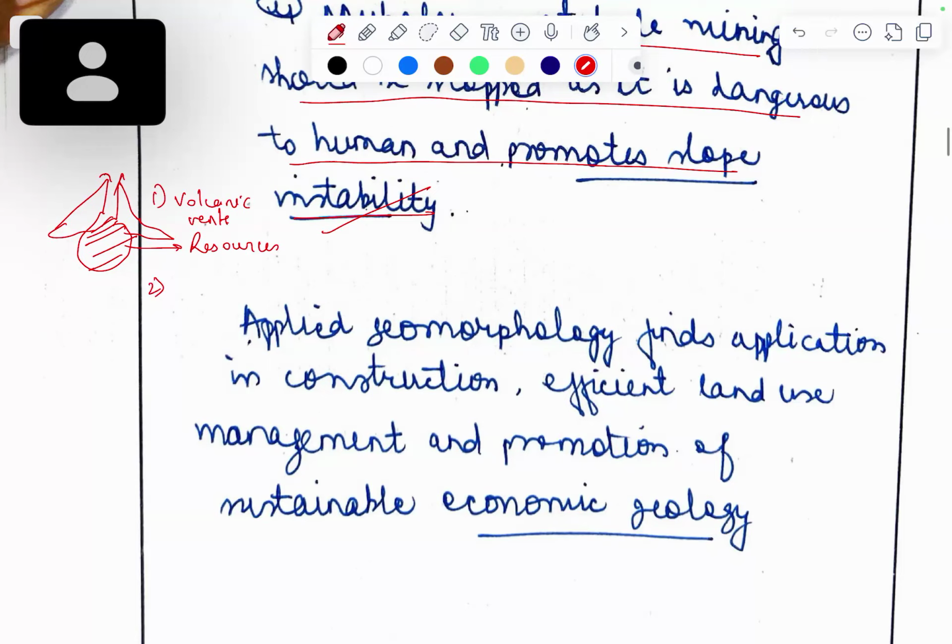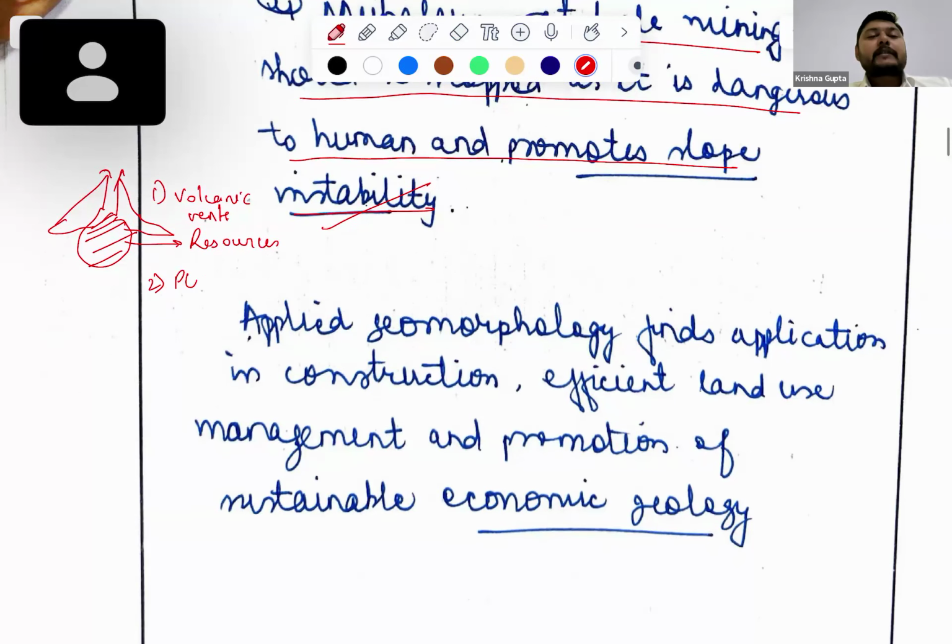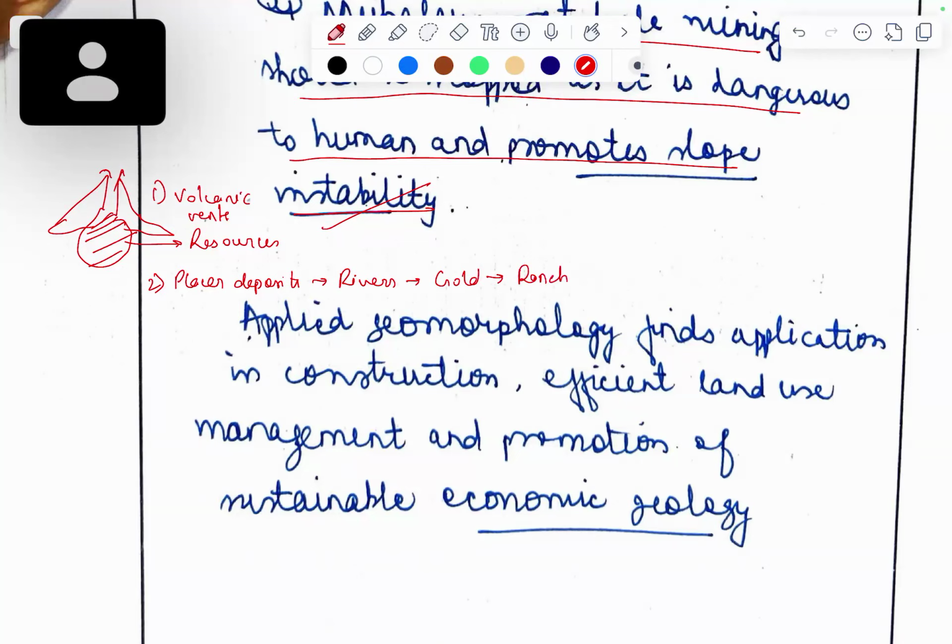The second thing we can add here is placer deposits, which are found in rivers. Gold is found there. In India, where can we find it? The Subarnarekha River near Ranchi, then Arunachal Pradesh. Here also we can find it.